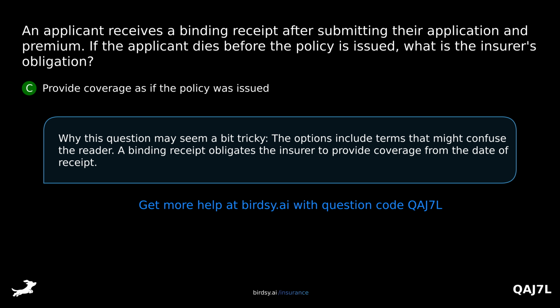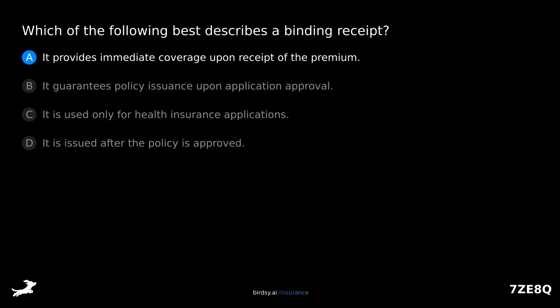A binding receipt obligates the insurer to provide coverage from the date of receipt. Which of the following best describes a binding receipt? Is it A, it provides immediate coverage upon receipt of the premium? B, it guarantees policy issuance upon application approval? C, it is used only for health insurance applications? Or D, it is issued after the policy is approved? The answer is A, it provides immediate coverage upon receipt of the premium.